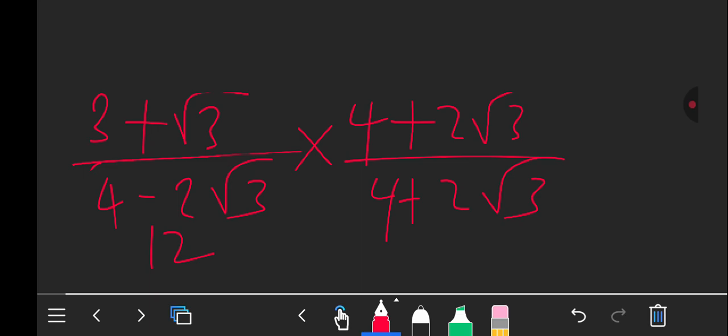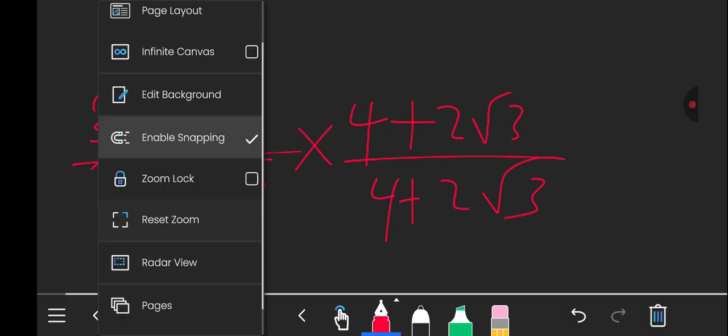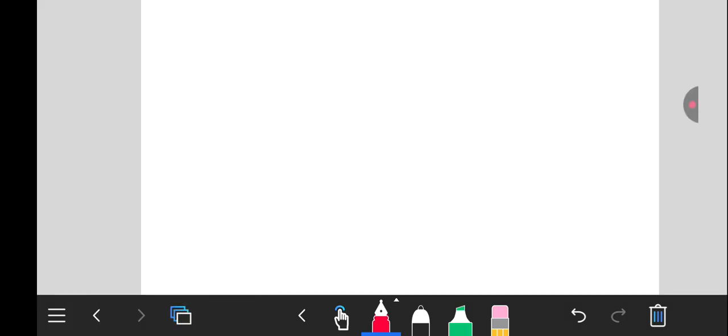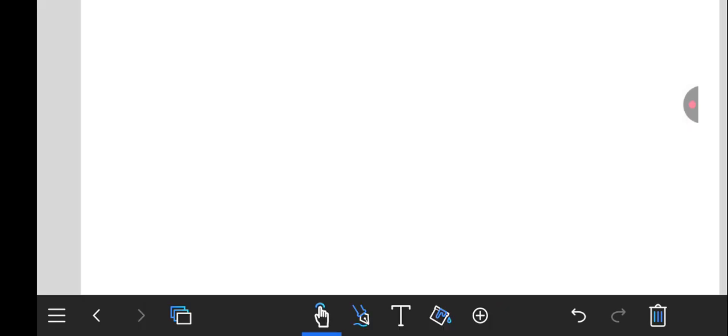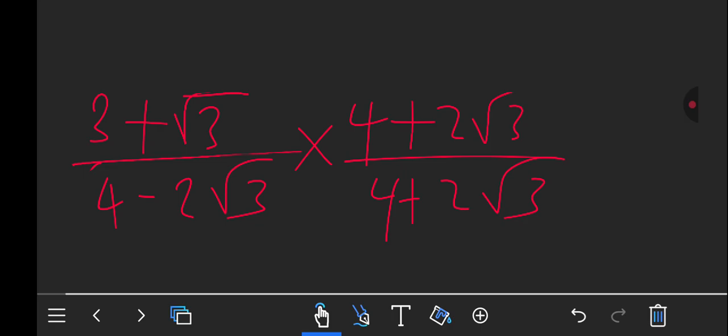Okay, let me go to the next board so that I write this properly. What did I have? I had this. So I have 4, 3 square root of 3 multiplied by 4 square root of that one. Okay. So this is what I have.